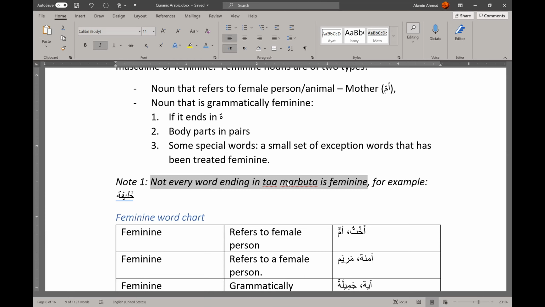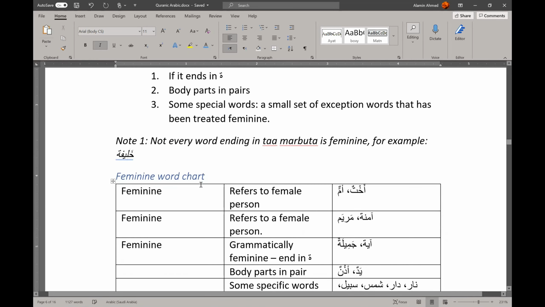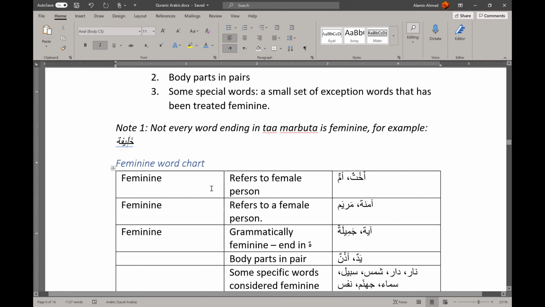So remember what we said, that the tamarbuta indicates it's feminine, but there is an exception. Inshallah, we'll talk about a few of them now. One of them I give you here is khalifa. The word khalifa means a successor, and it has a tamarbuta, but this is not a feminine word. Inshallah, I'll give you more examples to make this clear. These are very, very fundamental in Arabic language. This gender issue is extremely fundamental.